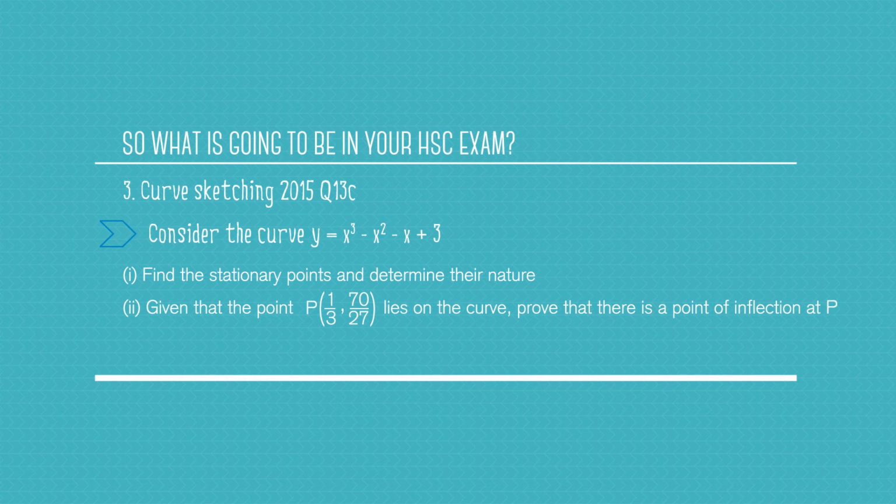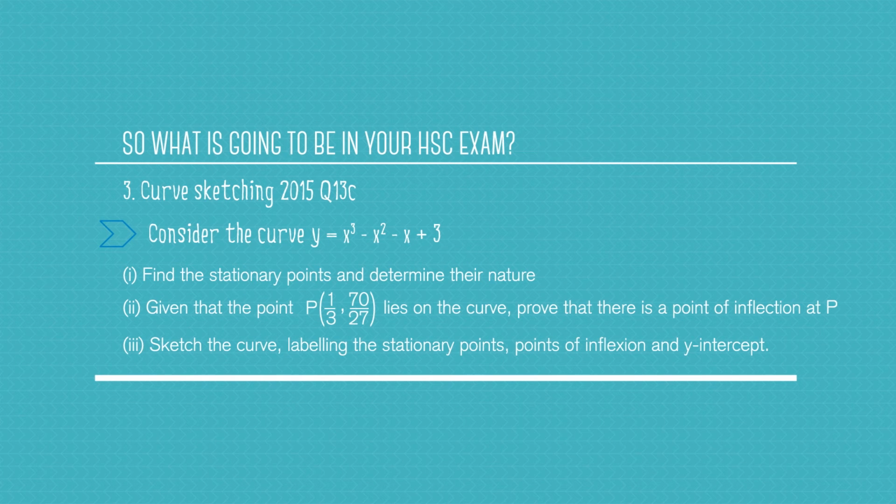Part 2, given that the point lies on the curve, prove it's a point of inflection. Straightforward. Point of inflection, second derivative equals 0, and then I want to show that there is a change of concavity either side. Part 3, sketch the curve, labelling the stationary points and the points of inflection and the y-intercept. Please notice that this question asked for 3 things. If it asked for 3 things, we are looking for 3 things: the stationary points on the curve and the point of inflection.